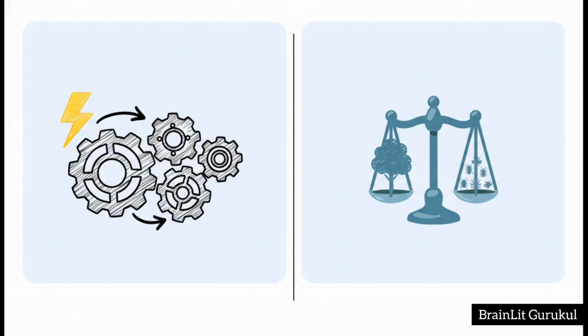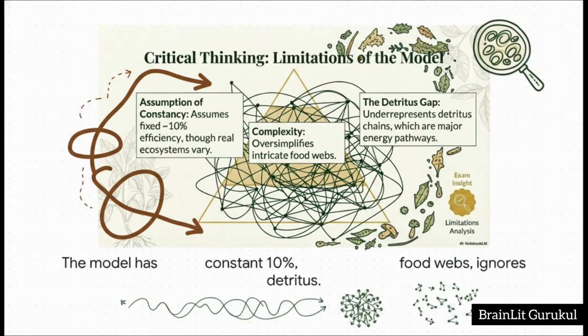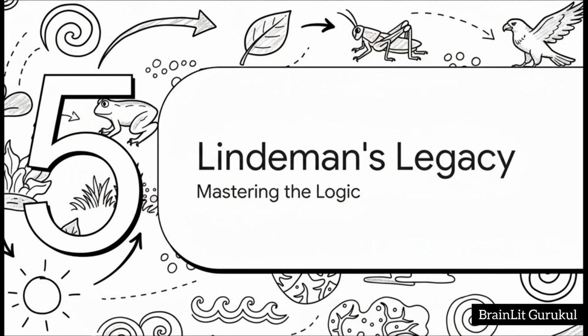It's a crucial difference. But we also have to remember this is a model, right? It's a simplification. And a great critical thinking question for an exam is to ask about its limits. For one, that 10% is just an average. Real food webs are way more complicated than simple chains, and this model often doesn't give enough credit to the huge role of the detritus food chain, all that energy flowing through dead stuff. So you have to ask, why is this idea from way back in 1942 still so fundamental? Why is it the bedrock of modern ecology?